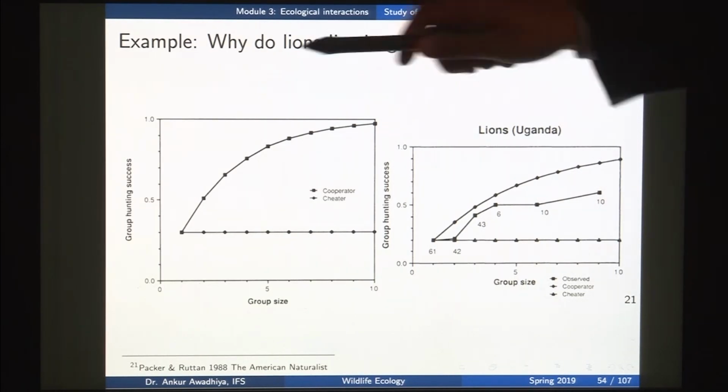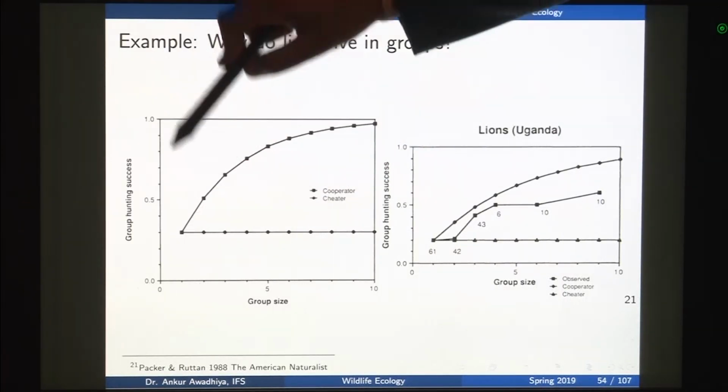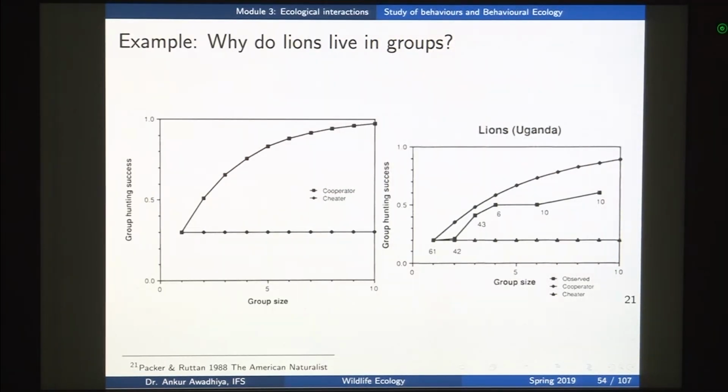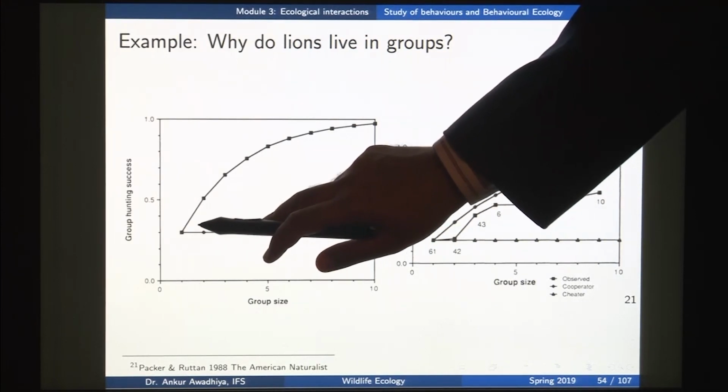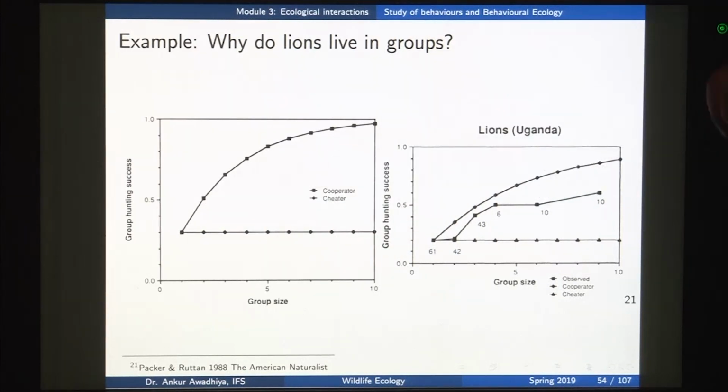Now, if there is only one lion in the group, the group hunting success is only about 0.3, which means that only 3 out of 10 animals, or roughly 1 out of 3 animals that are being hunted, gets hunted. If you have more lions in the group, suppose 2 lions, the hunting efficiency increases from 0.3 to 0.5. So, in the first case the lion was able to get food only 1 in 3 cases. In the second case it gets food roughly 50% of the time.